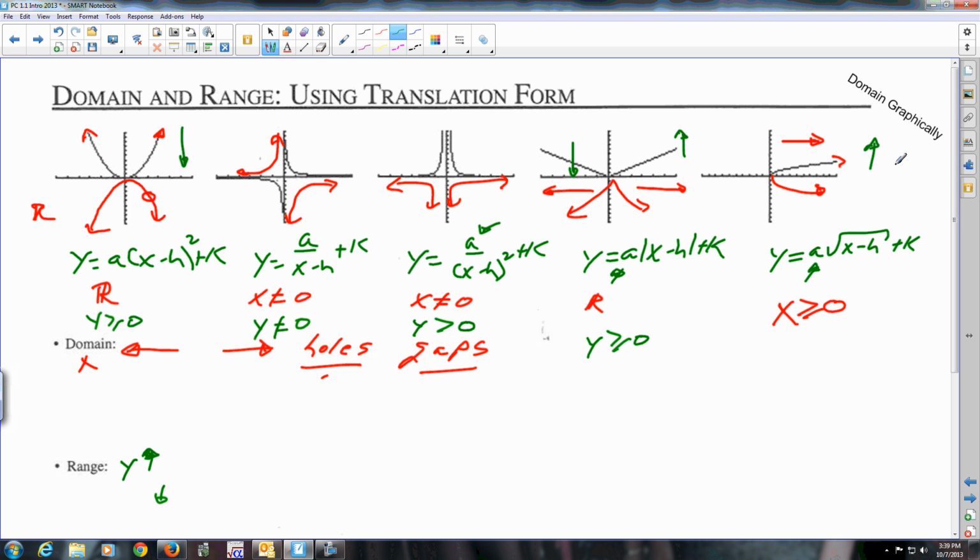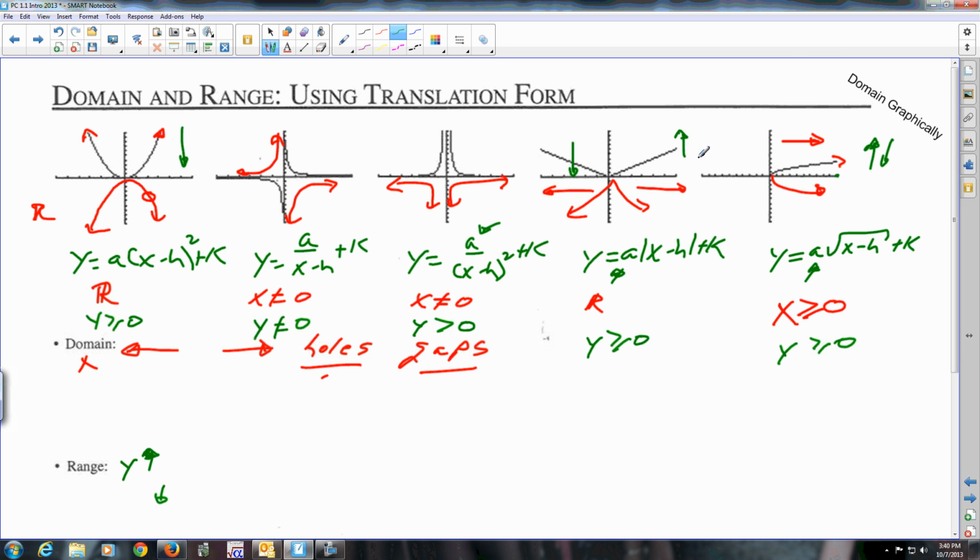Can the graph go as high as it wants? Yeah, slowly, but it does go as high as it wants. Can it go as low as it wants? No, it has to stop at the x-axis. And again, it can touch the x-axis, so it's not strictly greater than. Okay?